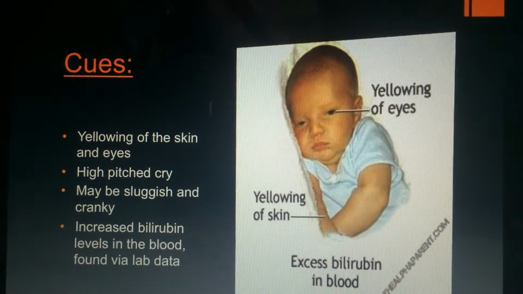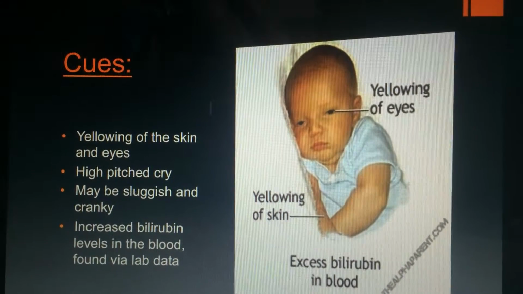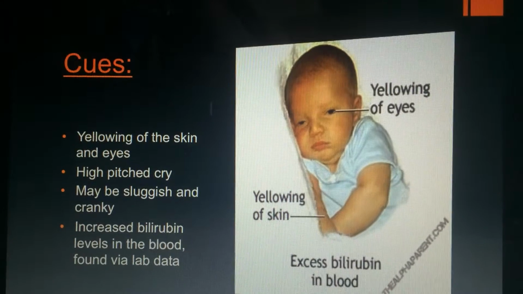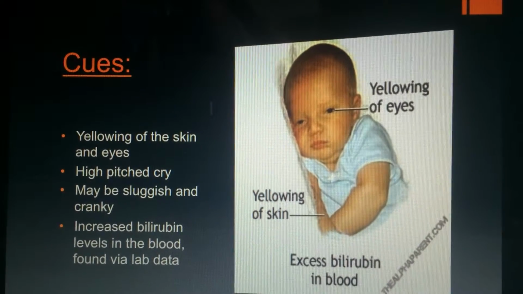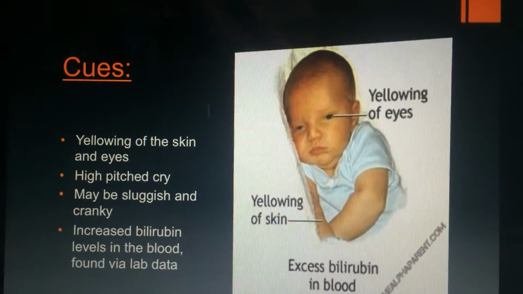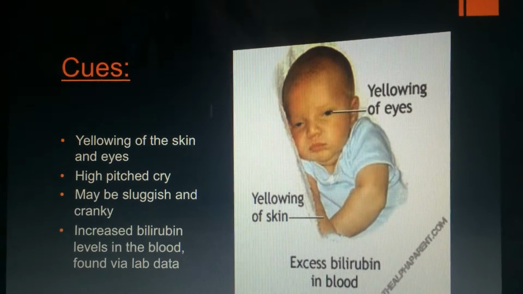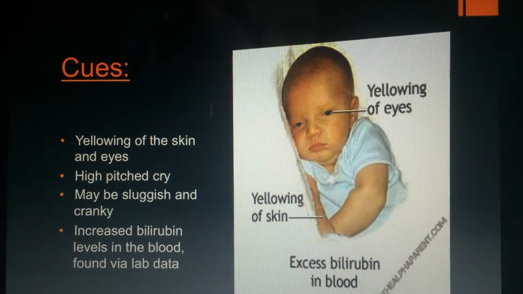Some of the cues of a jaundice baby are a high-pitched cry, a baby that may be sluggish and cranky, and increased bilirubin levels in the blood, which would be found through lab data. And most outwardly present would be the yellowing of the skin and the eyes.